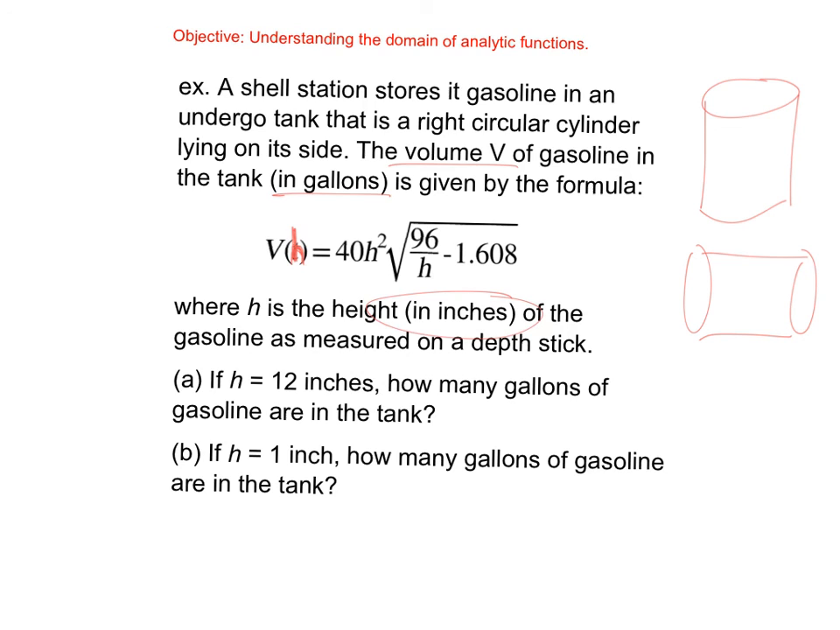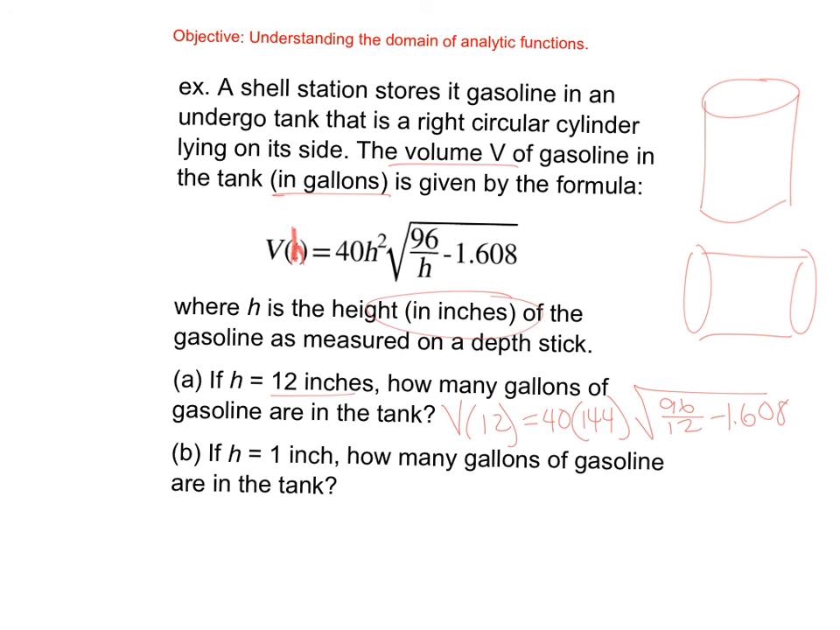So this looks super complicated, but it's not. They're giving me inches. h is inches. We're just plugging in 12. So we just need to accurately be able to plug this in. So 40, 12 squared, 144, the square root, 96 over 12 minus 1.608. And 96 divided by 12 is a nice number. That's 8.